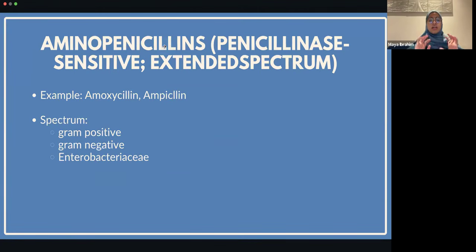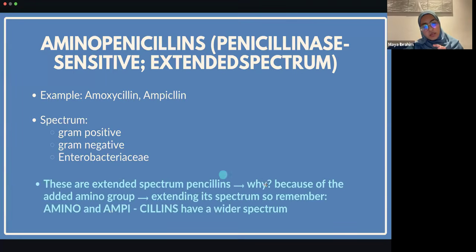Aminopenicillins are actually like an extended spectrum of penicillins, which means that when you add the amino group, they cover more bacteria, such as gram-negative, gram-positive, and enterobacteria. And these are extended penicillins because of the amino group and it's extending it. So just remember, amino and ampicillins have a wider spectrum than the natural and the penicillinase resistant penicillins.